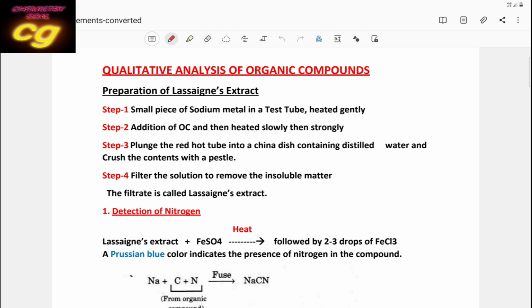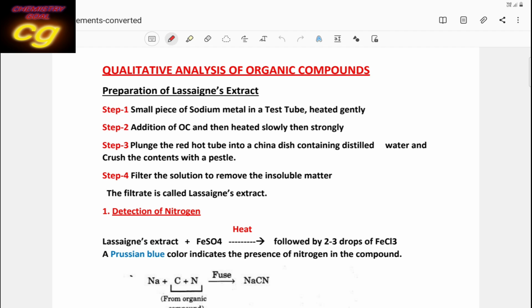Hello students, today we are going to discuss a very important topic, that is the qualitative analysis of organic compounds. Already you know that organic compounds mainly contain carbon. Organic compounds are also called covalently bonded carbon compounds. But organic compounds also contain different elements like nitrogen, sulfur, phosphorus, halogens.